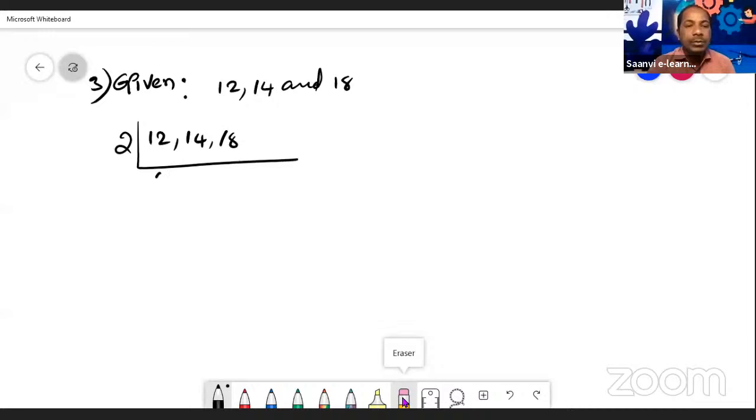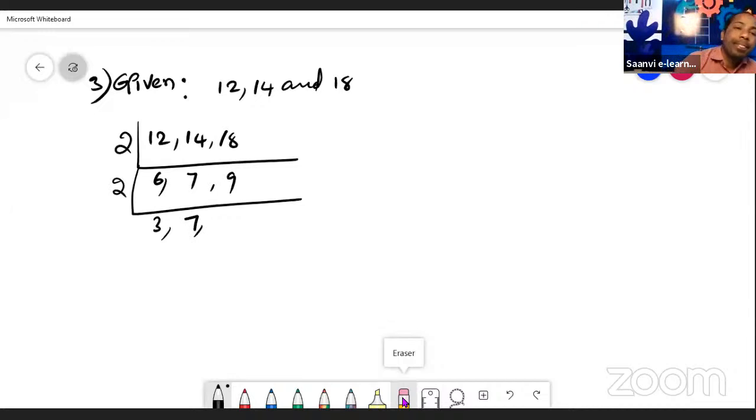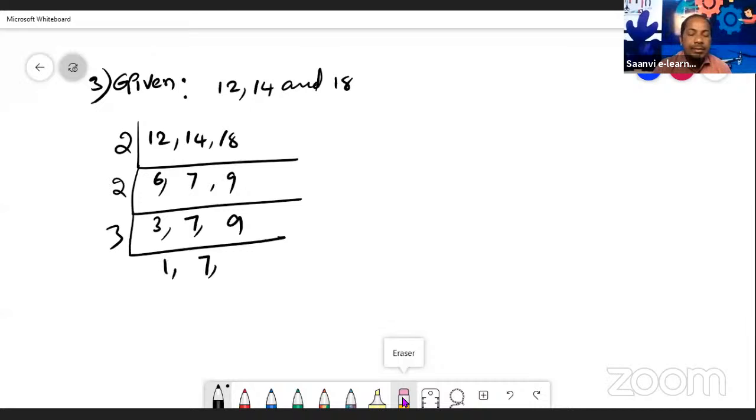Two table possible. 2 6s are 12, 2 7s are 14, 2 9s are 18. Again, two table possible here. 2 3s are 6, 7. And this number with two table is not possible, 9 as it is. Now we can take three table. Why? Because these two numbers will divide by 3, no? 3 ones are 3, 7 is extra, and 3 3s are 9.